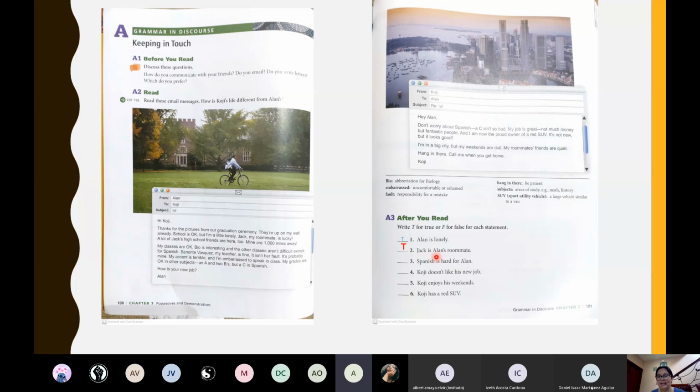I want to read the next one. I want to read Miss Aaron. Aaron, okay, Aaron. Tell me number three. Read and tell me the answer. Spanish is hard for Aaron. True. See? Yes, it's true. Excellent.